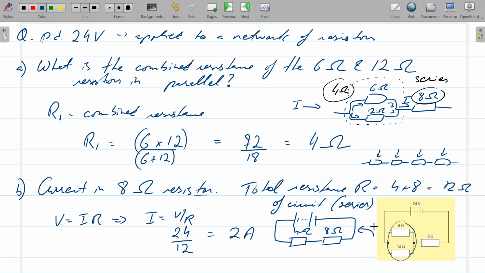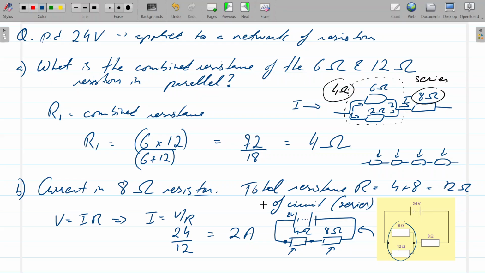All right. And so we know that even though the voltage in a parallel is the same, the voltage doesn't split, but considering it this way as a total, we know that from 24 volts, some of it is going to be used across the 4 ohm resistor, and some of it is going to be used across the 8 ohm resistor, right?